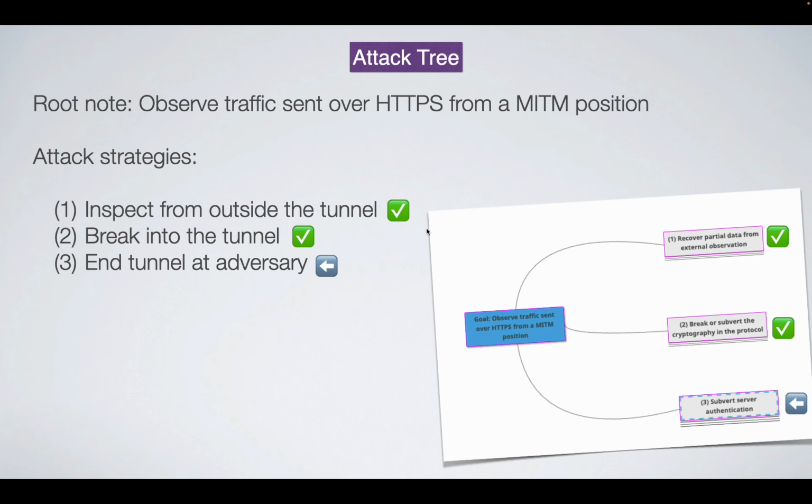So the user thinks that they have a connection to Google, but what they actually have is a connection to us, and we're reading everything. And then we can forward it on to Google if we want, and whatever responses come back from Google, we can feed to the user, and the user doesn't know any different.